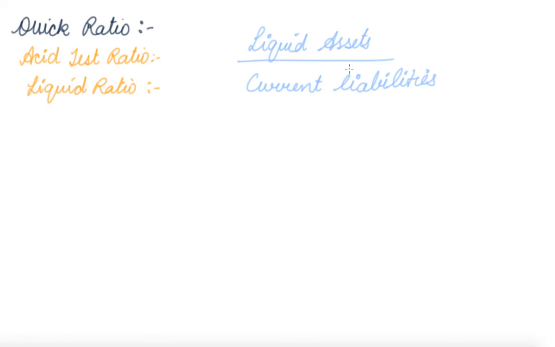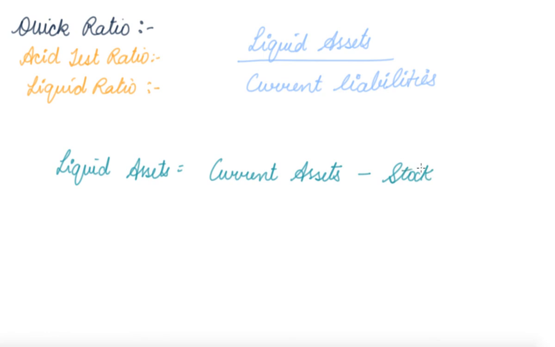Now what are your liquid assets? Liquid assets means those assets which will yield cash very shortly. So if I talk about how to calculate the liquid assets, it is very easy, which means your current assets, subtracting the stock, because stock takes much more time to convert itself into cash, minus your prepaid expenses. So all the other assets are included in the liquid assets apart from the stock and prepaid expenses.